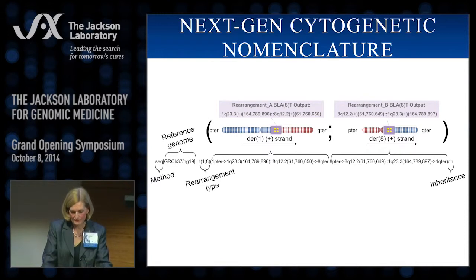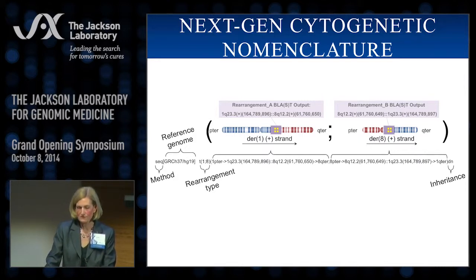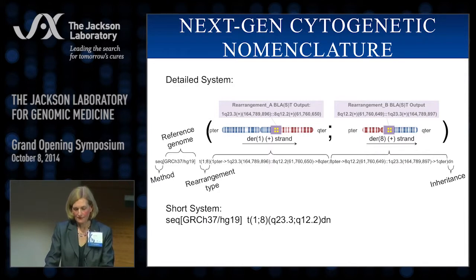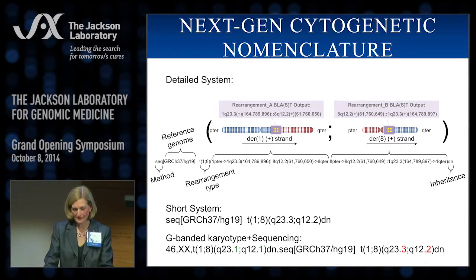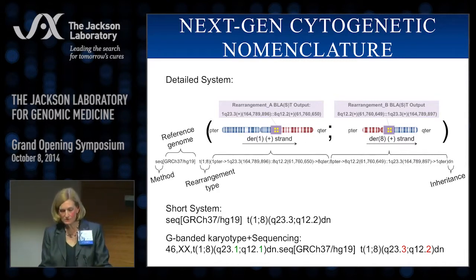So this is sort of what it looks like, two chromosomes on their side that are involved in a rearrangement, and really providing not just the band, but exactly the nucleotide. And we have a short system, and then we have provided a longer version that's also a little bit shorter system to indicate also the fact that this is from a sequenced rearrangement and what builds of the genome are involved.